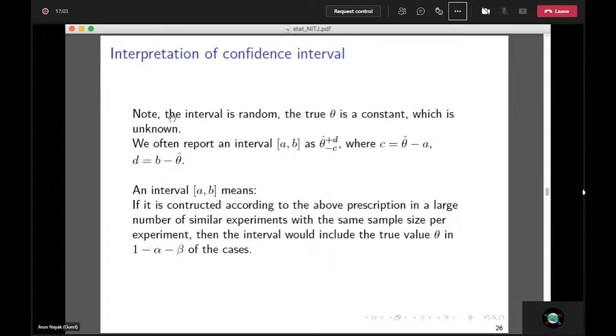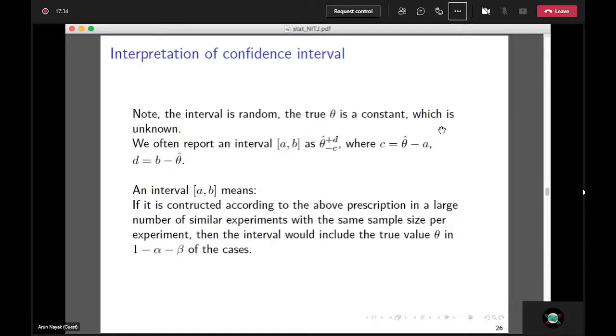Okay, so interpretation. You already give errors, right? You quote errors. So the intervals are normally quoted as errors. The interval is a random variable, where the true theta is a constant, which is not known to us. But the interval that we compute has this probability to contain the true theta.